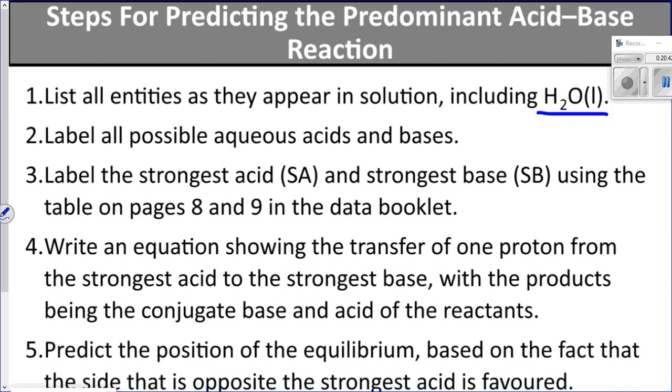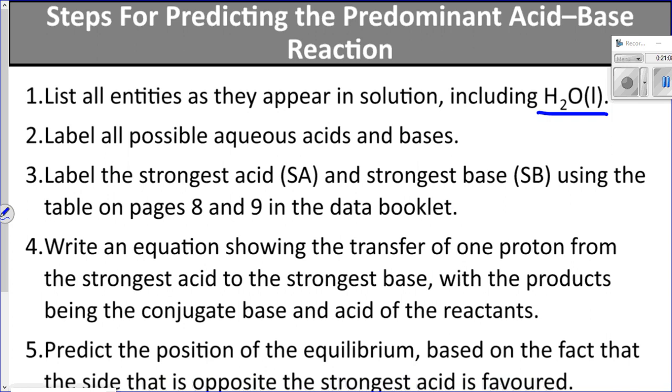Number 2, label all possible aqueous acids and bases. So we go through each entity and label it as an acid or a base. And number 3 is the most important step, I feel. Label the strongest SA and the strongest SB, the strongest acid and the strongest base. You're going to use your chart, that was page 8 and 9, that relative strengths chart in your data book, to make this decision.